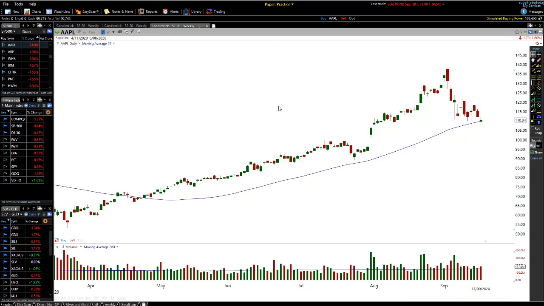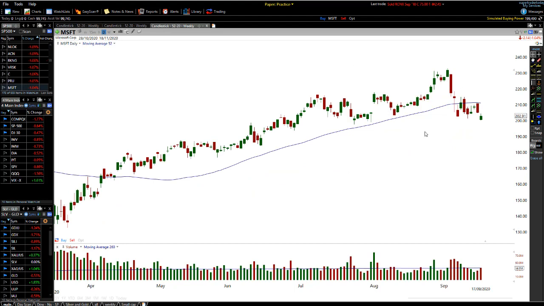But the major ones, such as Microsoft, look what's happening with Microsoft. Very major topping pattern with Microsoft. Major topping pattern. It's screaming topping pattern. Warning, warning, topping pattern.